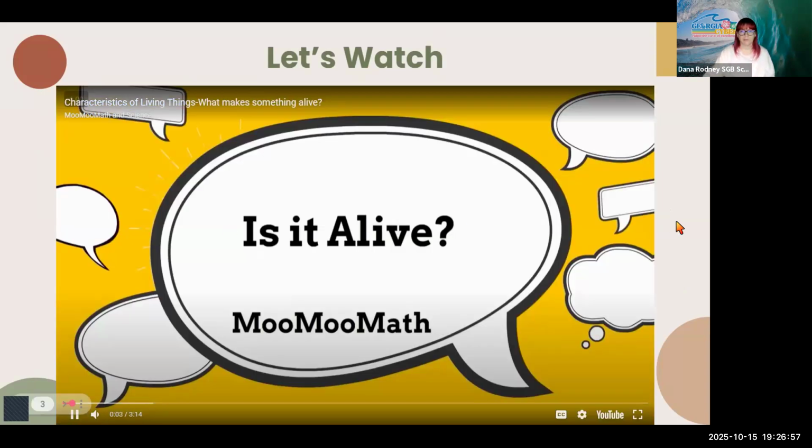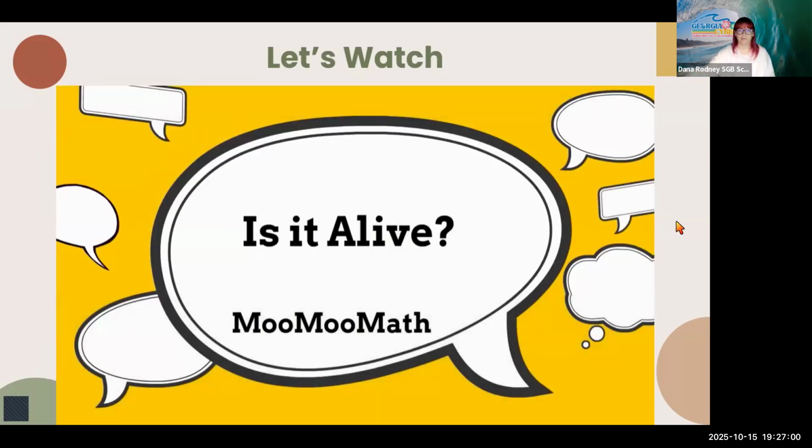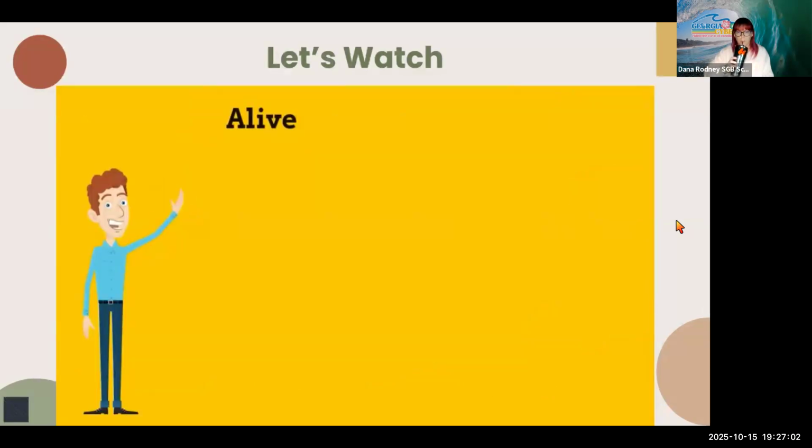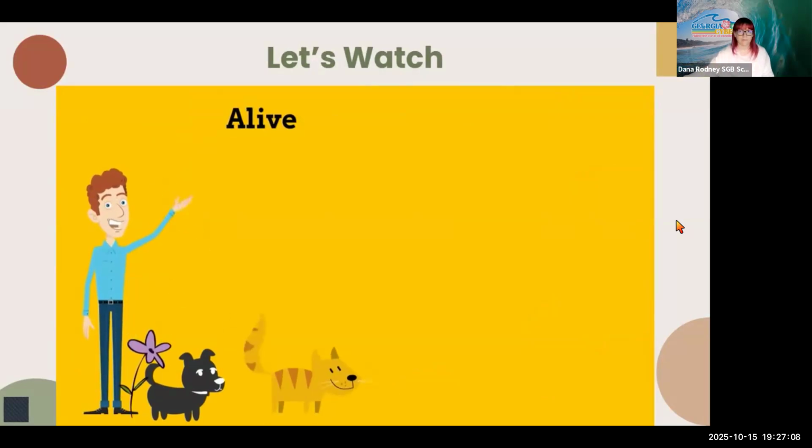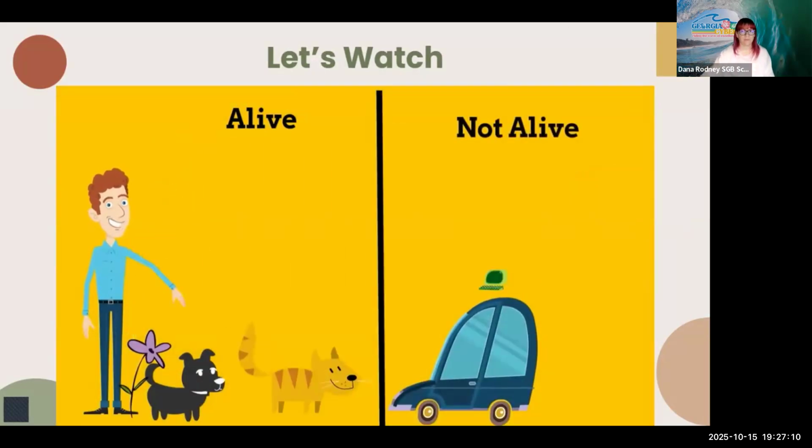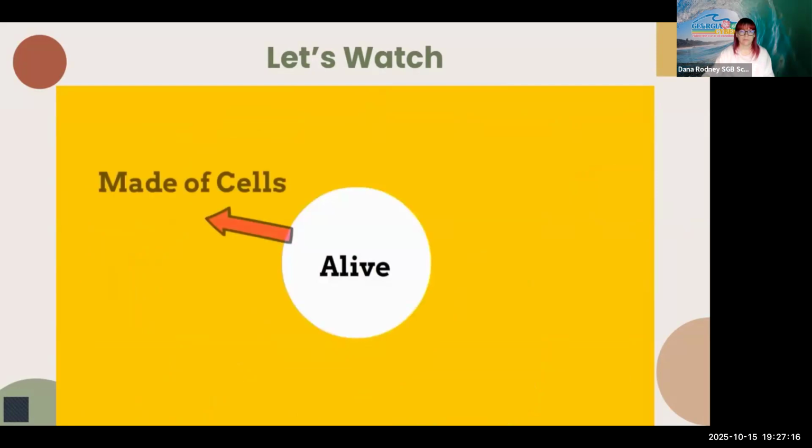And characteristics of living things. Why are some objects considered alive and other objects considered not alive? Let's look at the 7 characteristics of living things. The first characteristic of living things is that all living things are composed of cells.